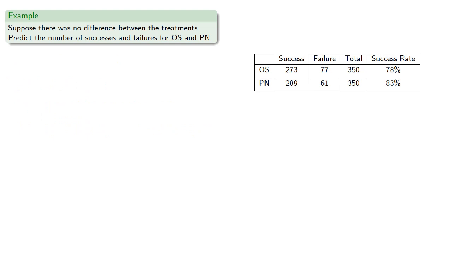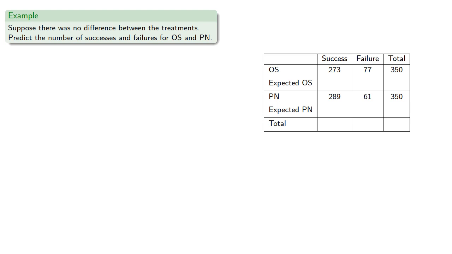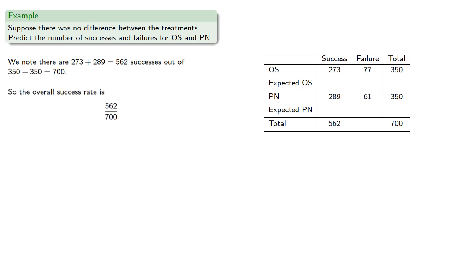So let's expand our table to include an expected number of successes and failures. We note that there are 273 plus 289, 562 successes out of 700 surgeries. So the overall success rate is 562/700. There are also 77 plus 61, 138 failures out of 700. So the overall failure rate is 138/700.